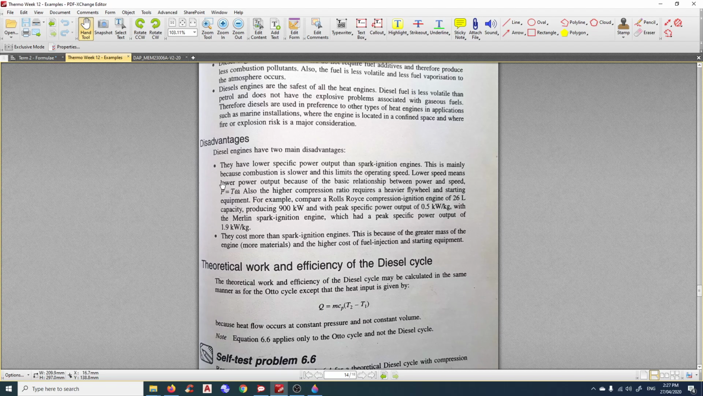The disadvantage is they have lower specific power output, hence they don't have quick acceleration, but they will produce very, very high torque. So a Lamborghini is not a diesel engine, because they go from 0 to 60 mph in a couple of seconds.